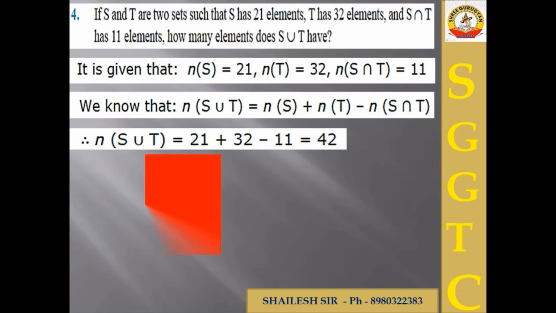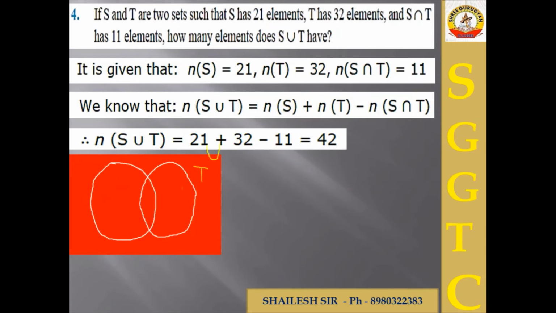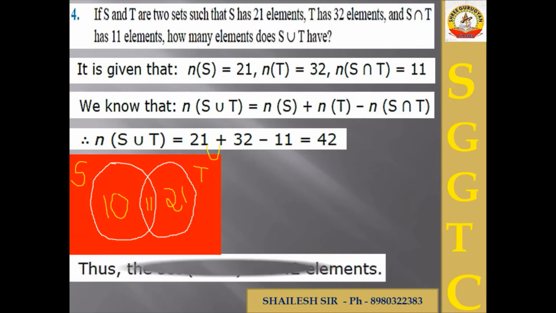Yes, we show this with a Venn diagram also. The common region is given as 11, so I put 11 in the center, and the others are 10 and 21 for rebalancing, with N of S 21 and N of T 32. Last answer: the set S union T has 42 elements. You can also verify this in the yellow colored portions: 10 plus 11 plus 21, sure, it is 42. Yes students, I hope you easily understood.